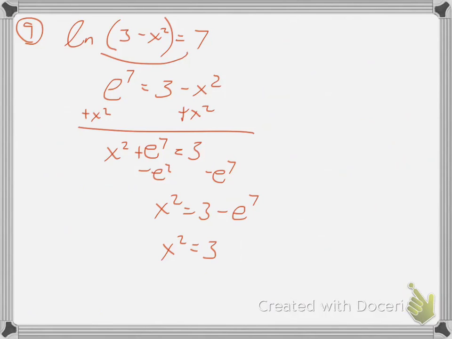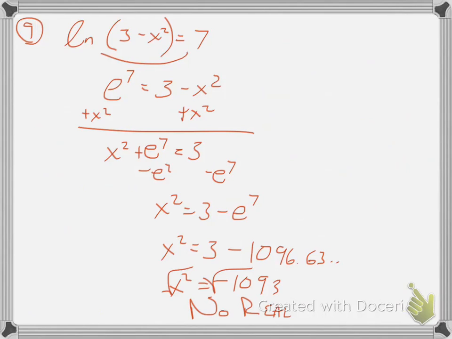Well, because when I do e to the 7th, that's 1096.63, and 3 minus that is going to be a negative number. I won't be able to take the square root of the negative number, so what that means is there's no real solutions. So there you go. I'll have a joke for you in a second.